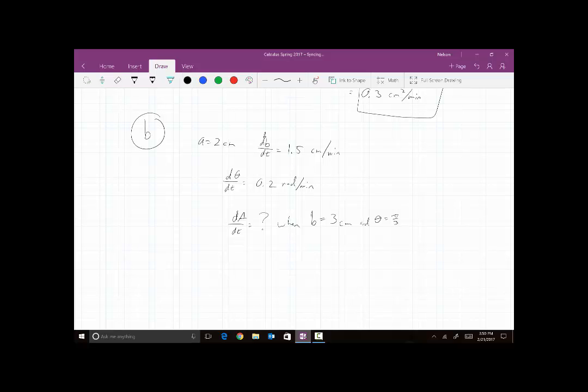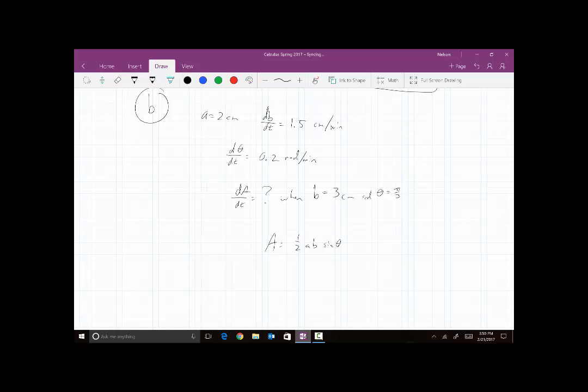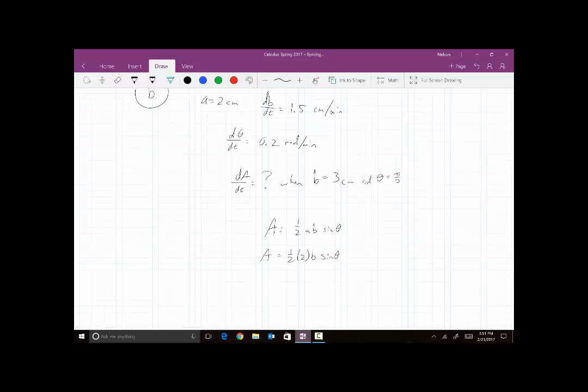Big surprise, we're going to use the same formula again: A is equal to 1/2 times A times B times the sine of the angle between them. Now here's the deal. A is a constant, so we can plug in 2. So A is 1/2 times 2 times B, which is a variable because B is changing, and then the sine of theta, because theta is changing as well. The 2 and the half go away, so we get B times the sine of theta.